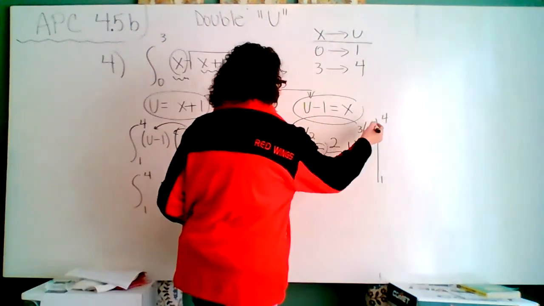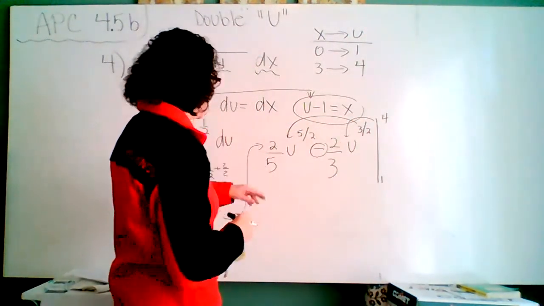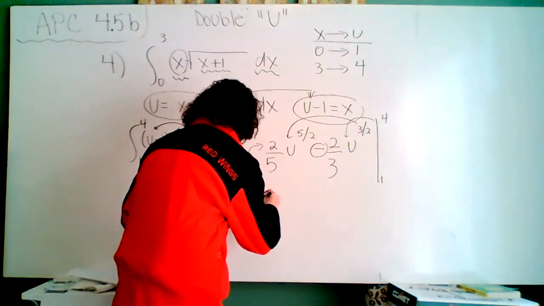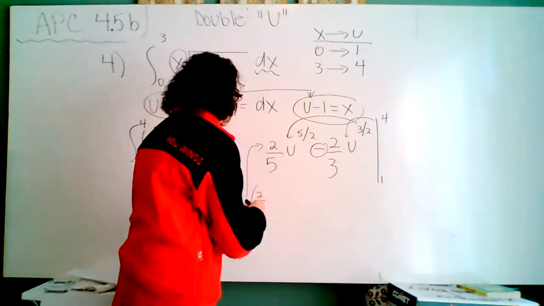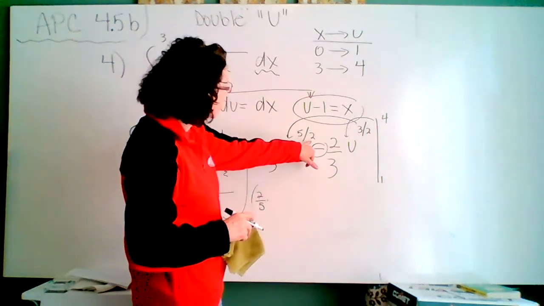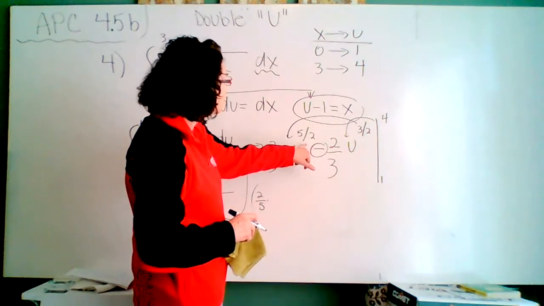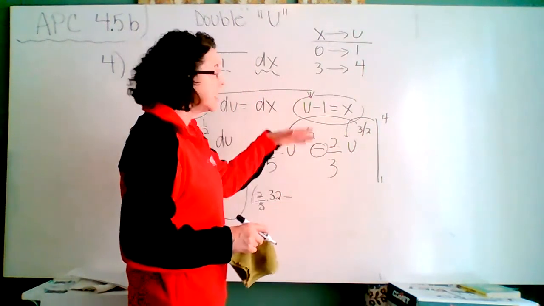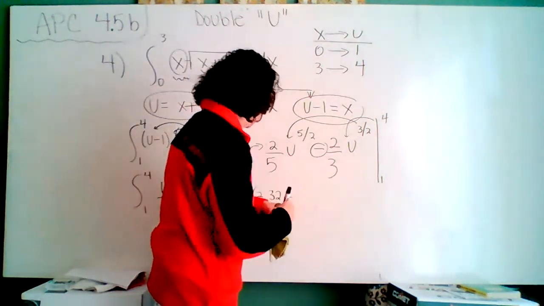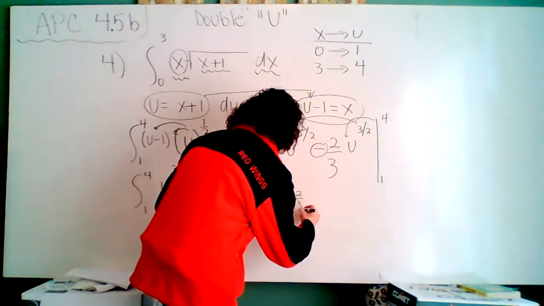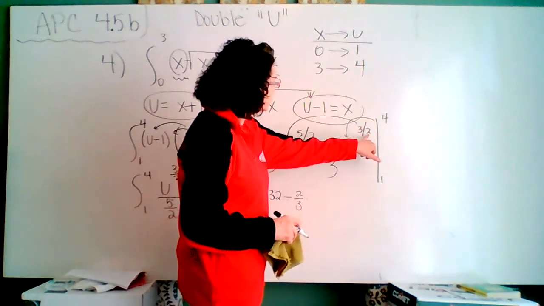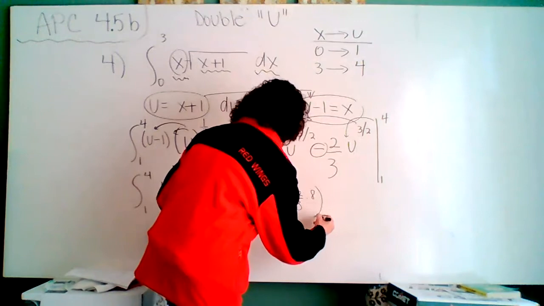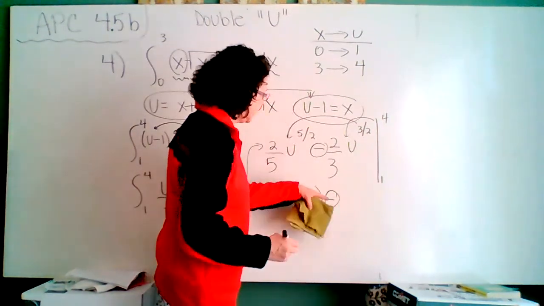Let's do f of b. Here we go. Let's put that 4 in. All right, so we have 2/5 times, when I put a 4 in here, the square root of 4 is 2. 2 to the 5th is 32. Still working on my f of b. I'm going to put a 4 in here. So I have 2/3, and when I put a 4 in here, the square root of 4 is 2, cubed is 8. There. So there's my f of b minus.